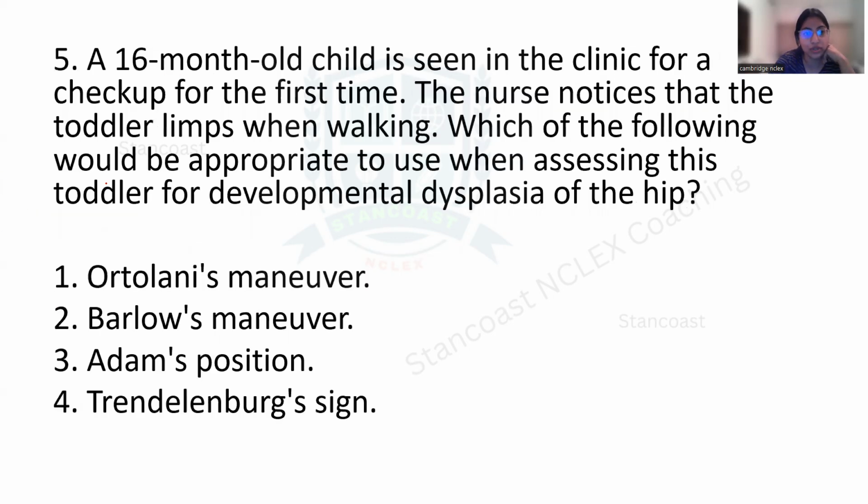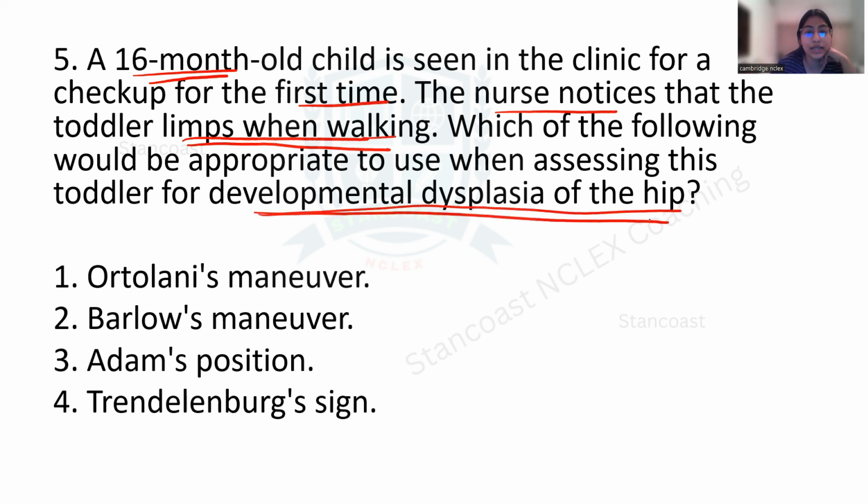Now let's move to question number 5. A 16-month-old child is seen in the clinic for a checkup for the first time. The nurse notices that the toddler limps when walking. This is an abnormal observation that the nurse noticed here. Which of the following would be appropriate to use when assessing this toddler for developmental dysplasia of the hip? We can clearly see that the toddler is limping while walking.